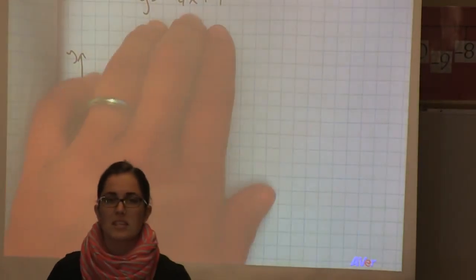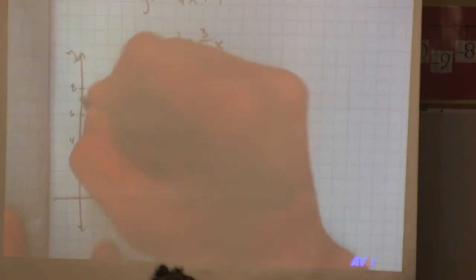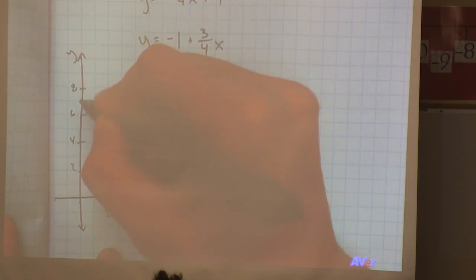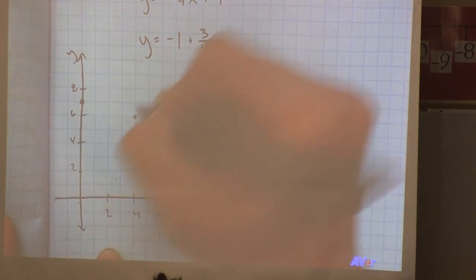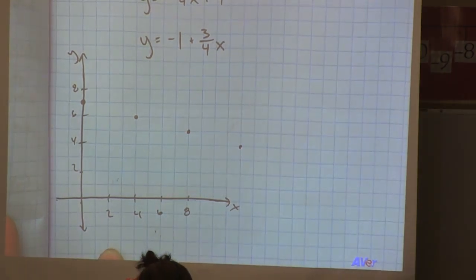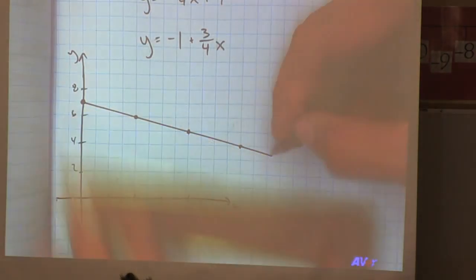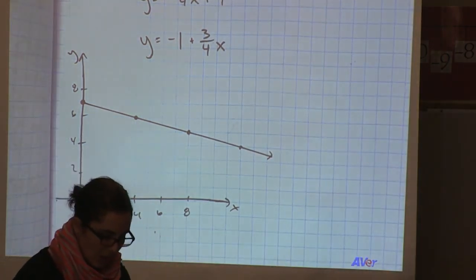If I were to graph this line, I know it starts at 7. It has a slope of negative 1 over 4. Negative 1 over 4. And I could keep repeating that process if I really wanted to. And then I could graph that line. Boom. There's my top line.